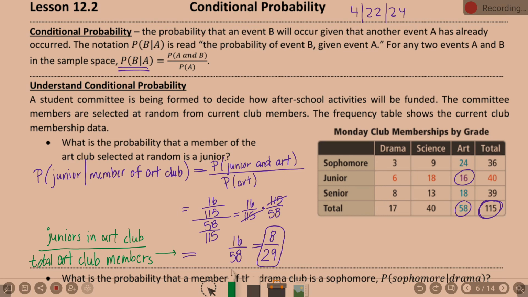Okay. Probability of juniors in art. The total number of juniors in art club was 16. That's the 16 right here. Total art club members: probability was 58 over 115. The total art club number is 58. Okay, same answer both ways, yes? So rather than totally thinking about the probability, the denominator is going to be the same, so we can just look at numerators. Okay. Questions on that one?